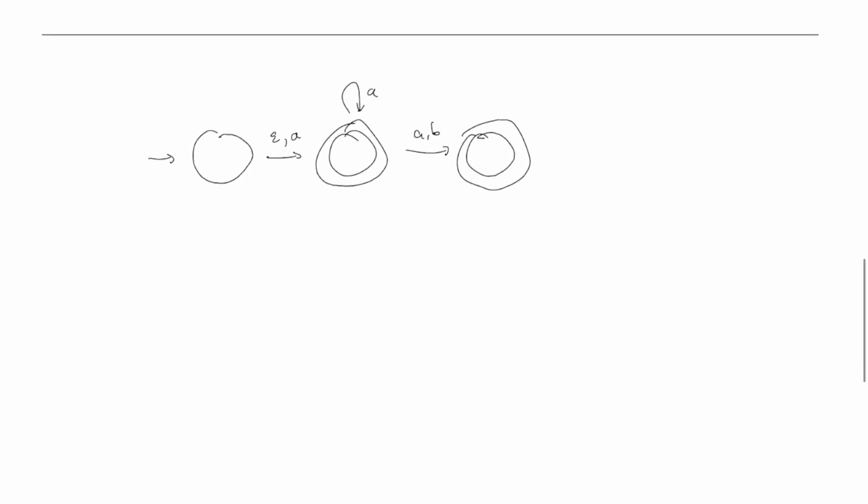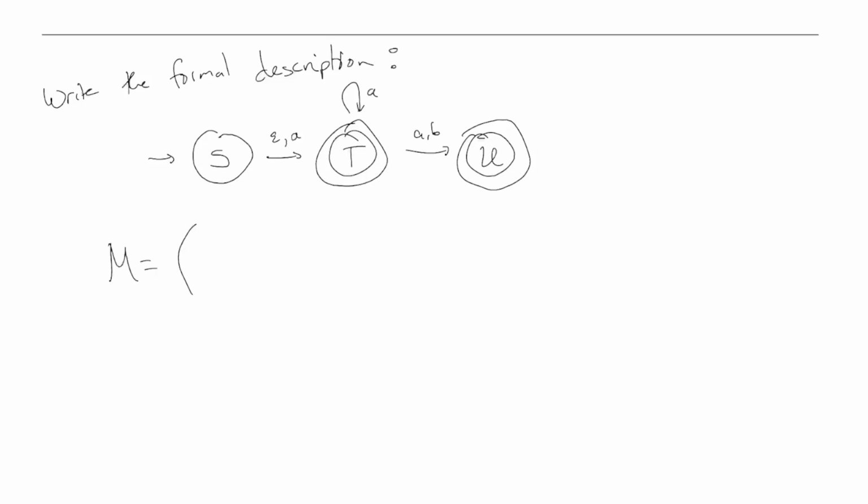So here is an NFA. Let's write the formal description of this NFA. All right. In order to do this, we need names for the states because I need to refer to them when I write all the details out. So let's call these S, T, U. All right, and so my machine is M equals. First thing is the set of states. {S, T, U} is the set of states.